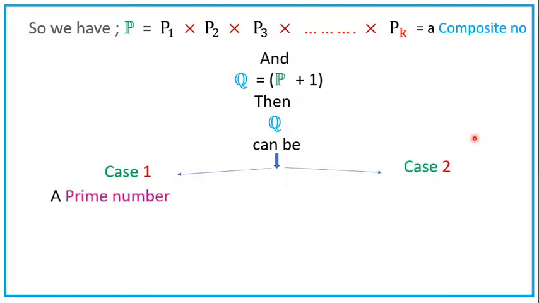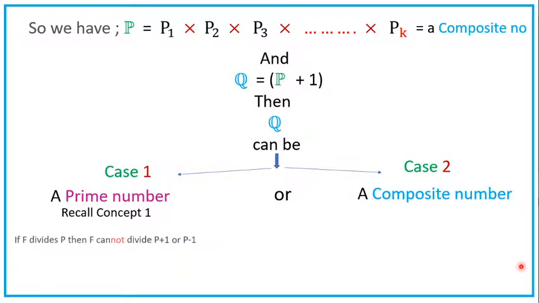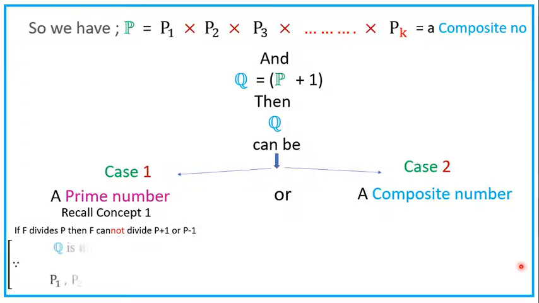Case 1 is it can be a prime number, or case 2 it can be a composite number. Do you know why q can be a prime number? Because of concept number 1. Please recall concept number 1, which states that if f divides p, then f cannot divide p plus 1 or p minus 1. So we have q is not divisible by any one of the prime numbers under our consideration. So this is case number 1.